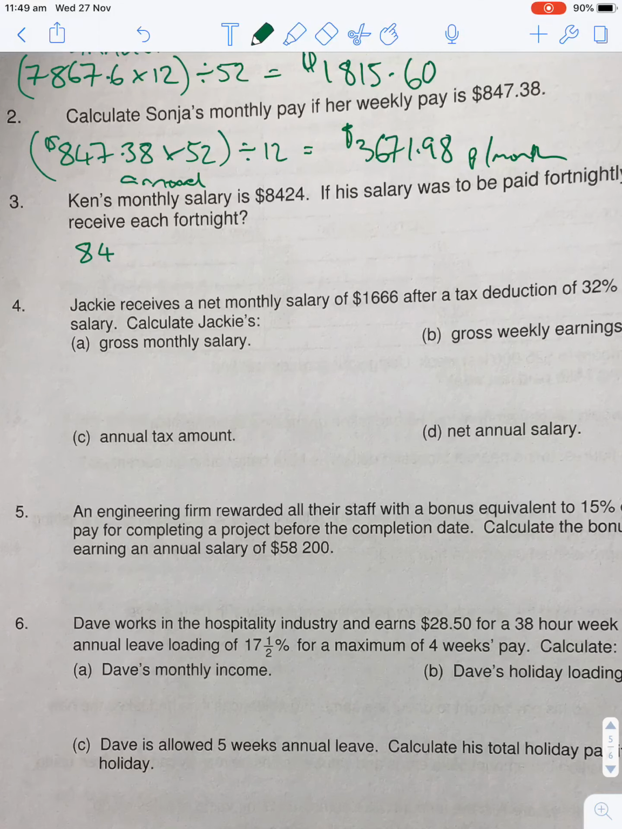So 8,424 per month. So timesing that by 12 will turn it into an annual amount. And then dividing that out, so you don't actually need the brackets, but I'll put them in there just so that you can mentally remember what you're doing. So that first one was your annual payment. And then dividing that by 26, because we know there's 26 fortnights in a year, would give me $3,888 per fortnight.